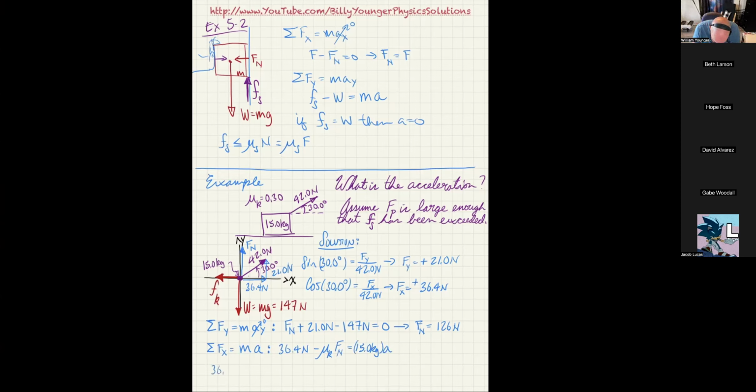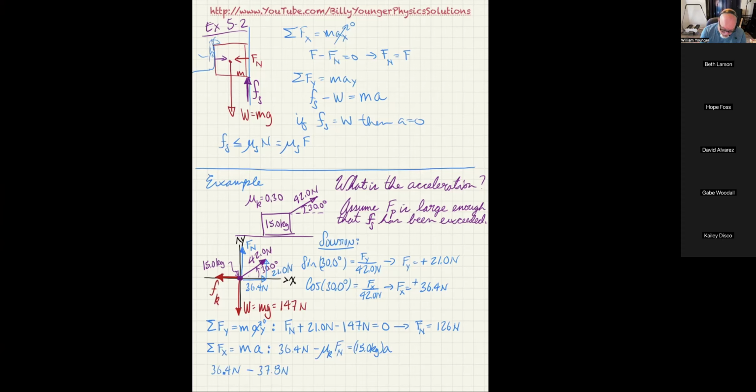So now I can go ahead and plug these numbers in. I'm going to get 36.4 newtons minus, now I'm going to take the 0.30 and multiply that by 126, and that's going to give me 37.8 newtons. Whoa.